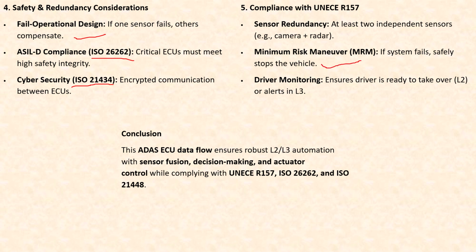This is extremely important because the vehicle is heavily relying on the computer. So if the system fails, it has to make sure the vehicle is stopped beside the road in a safe manner. Now coming to the driver monitoring, it ensures the driver is ready to take over or alerts in the L3. Now coming to the conclusion, this ADAS ECU data flow ensures robust L2 L3 automation with sensor fusion, decision making and actuator control while complying with these standards, whether it is UNECE R157 or ISO 26262 or ISO 21448. Okay, thank you.